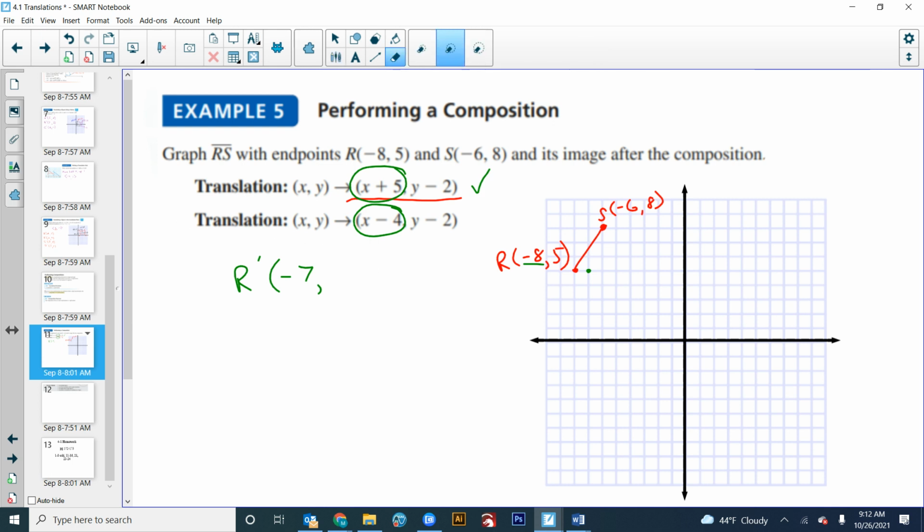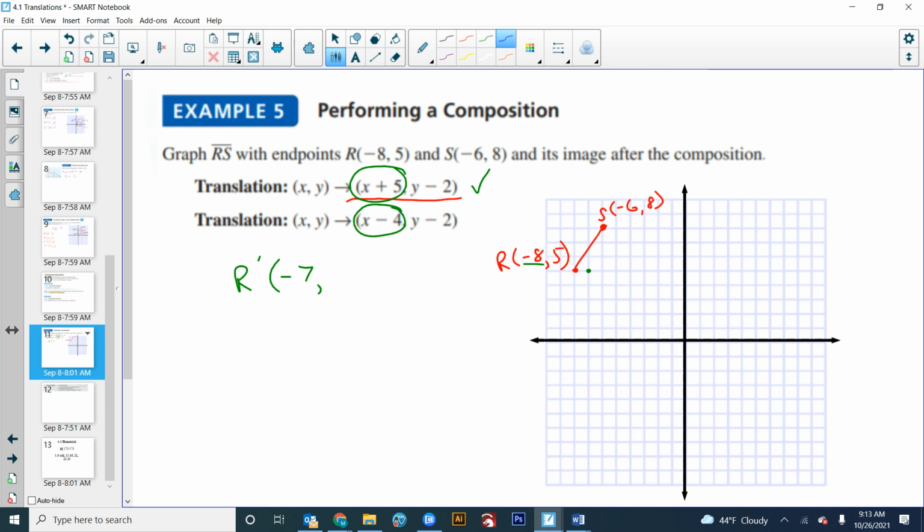So I have my X value of R prime. I need to find my Y value. Okay, well, I was at a y value of 5. The first translation tells me to move down 2. I was at a height of 5, now I'm at positive 3. It's okay. And then the second one tells me to move down 2 more. Now I'm at a height of 1.